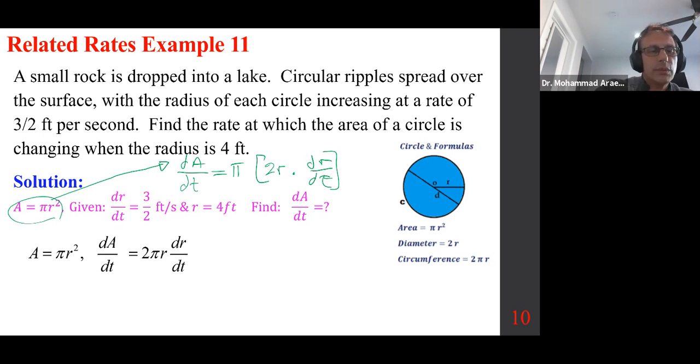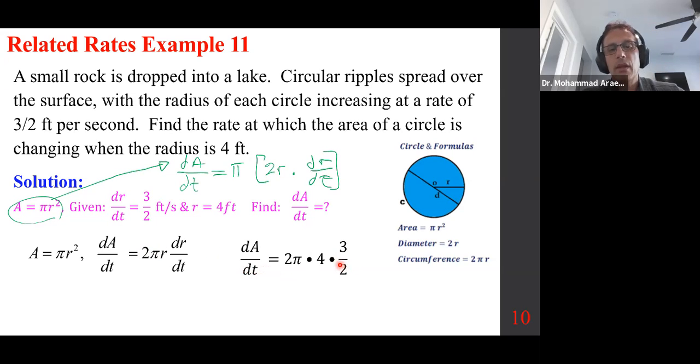All we have to do is replace the given, which means r will be replaced with 4, or 4 feet. dr/dt will be replaced with 3/2, or 3/2 feet per second. The reason I mentioned that is because the units carry on. So ultimately, the dA/dt will have the units of the area over the units of time. Okay, it works out that way. This 2 cancels out this 2.